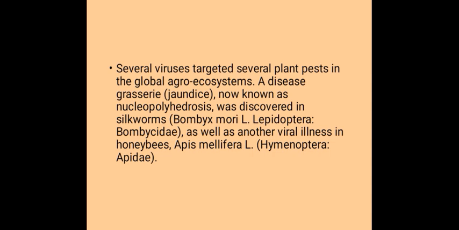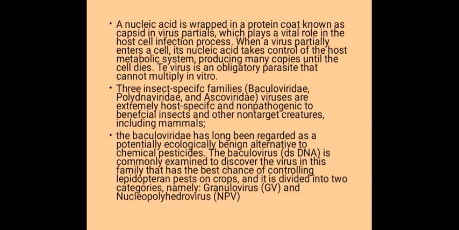A disease known as grasserie jaundice, now known as nucleopolyhedrosis, was discovered in silkworms, as well as another viral illness in honeybees, Apis mellifera. A nucleic acid is wrapped in a protein coat known as a capsid in viral particles, which plays a vital role in the host cell infection process. When the virus partially enters the cell, its nucleic acid takes control of the host metabolic system, producing many copies until the cell dies. The virus is an obligate parasite that cannot multiply in vitro.